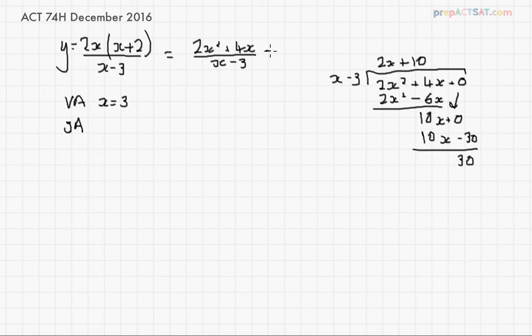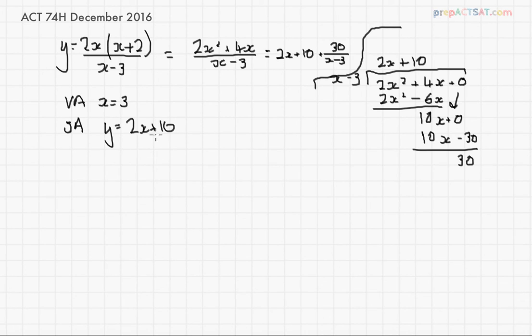So that means yet another way to express this function is the linear part that we found, 2x plus 10, plus 30 that we still have to divide by x minus 3. Okay, just separating those a bit. So the equation of our slant asymptote is the linear part that you found from polynomial long division, i.e. the equation y equals 2x plus 10. We're being asked for the point of intersection of these.